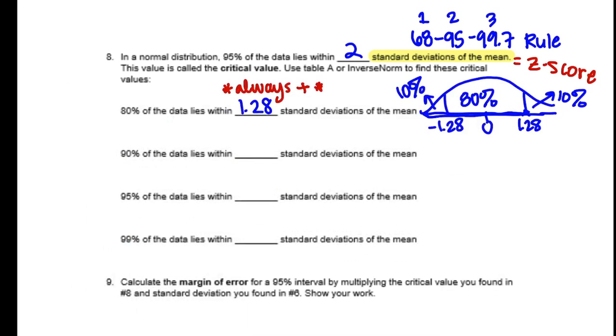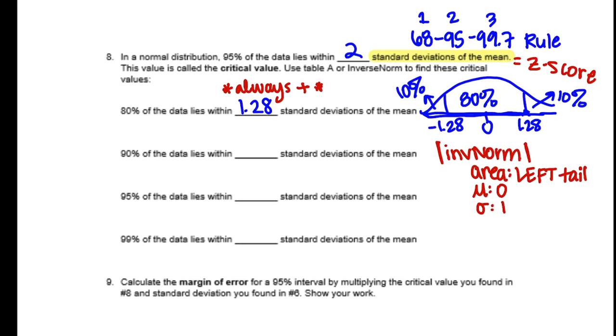If you don't know what to enter, I'm going to write a quick little note in red, and you can copy that down. So we're going to do inverse norm, that's second bars 3. And then for area, I'm going to write left tail. Then for mu, we leave it as 0. And for sigma, we write 1. And then always positive, so I'll put absolute value bars around this. And that is what you get. If you have trouble figuring out the left tail, always draw a picture. And we'll talk about a little formula for it after this.